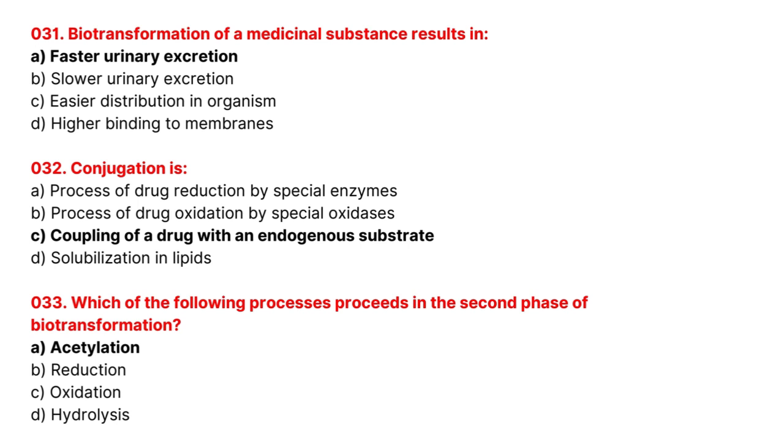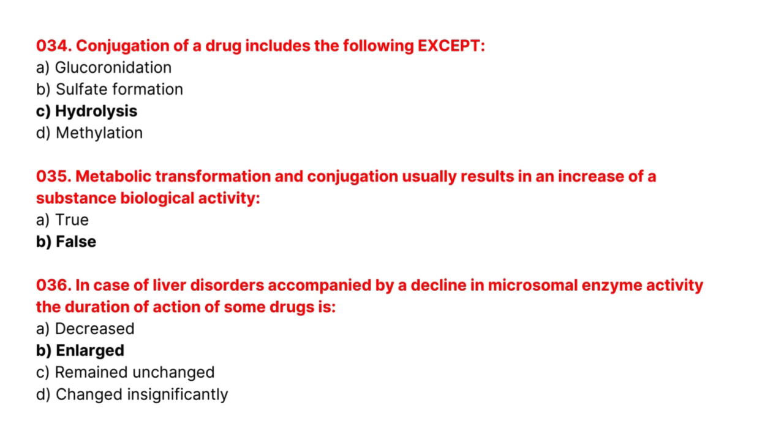33. Which of the following processes proceeds in the second phase of biotransformation? A. Acetylation. B. Reduction. C. Oxidation. D. Hydrolysis. Answer is A. 34. Conjugation of a drug includes the following except A. Glucuronidation. B. Sulfate formation. C. Hydrolysis. D. Methylation. Answer is C. 35. Metabolic transformation and conjugation usually results in an increase of a substance's biological activity. A. True. B. False. Answer is B.